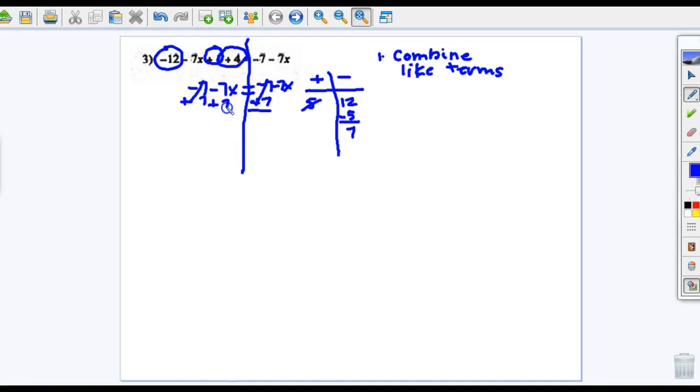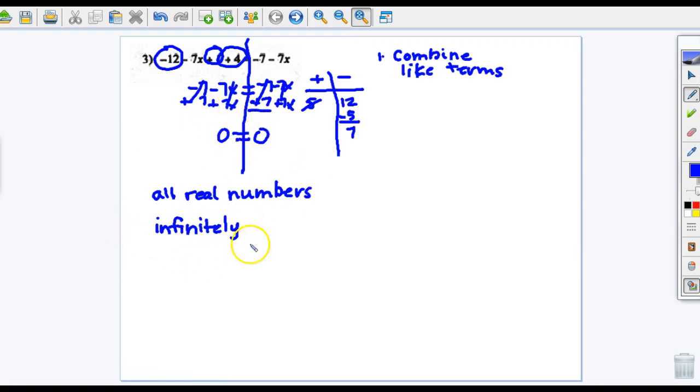And if I added 7x here, and I added 7x here, right, I would get 0 and 0, which I end up with 0 equals 0. So when I have a problem that gives me 0 equals 0, my answer is going to be a little bit different, a little special. It's going to be all real numbers, or it can also be stated as infinitely many, because the number of solutions to this problem, x, can be actually any real number.